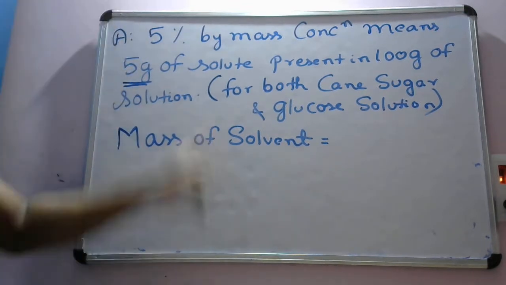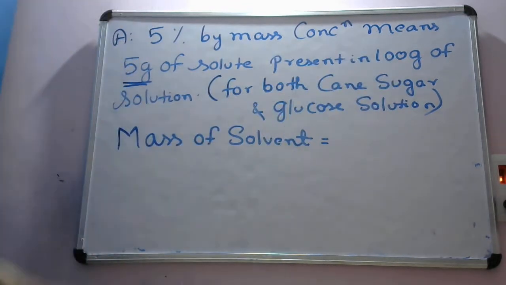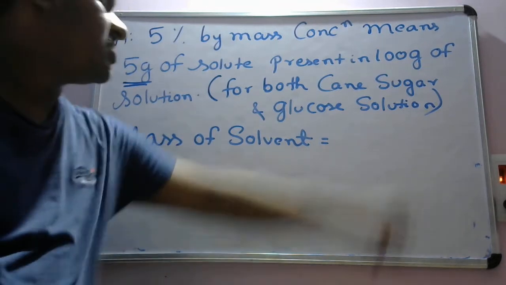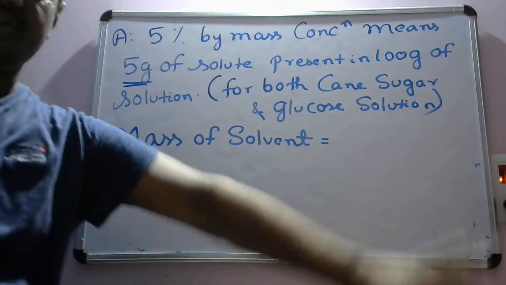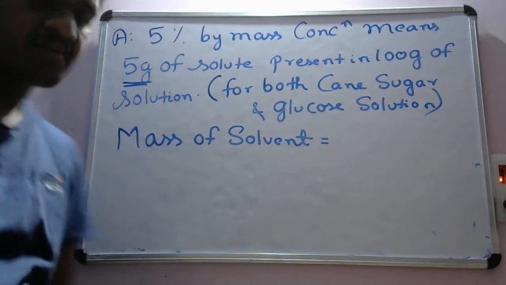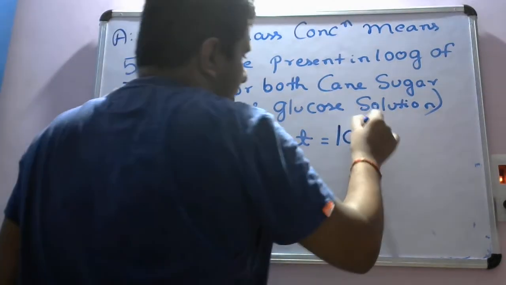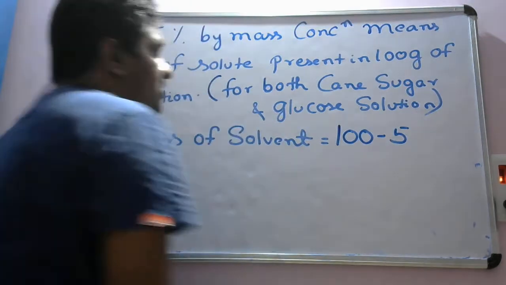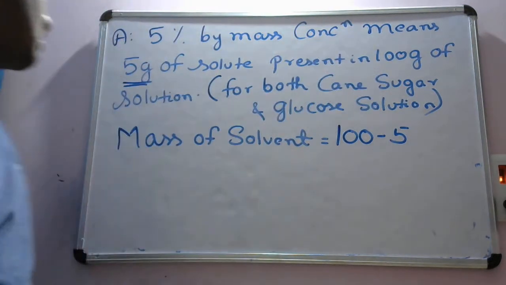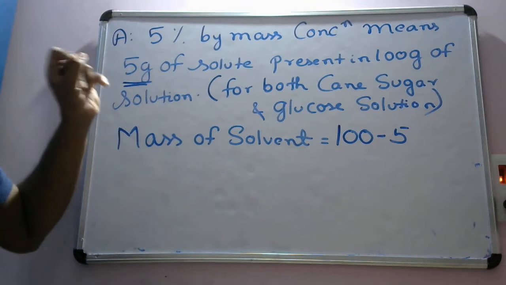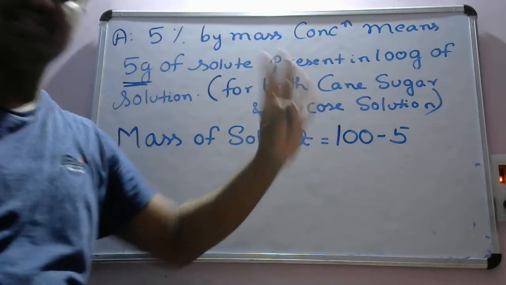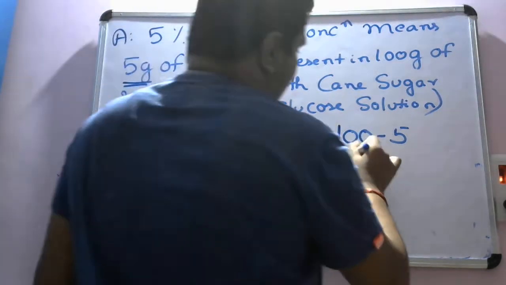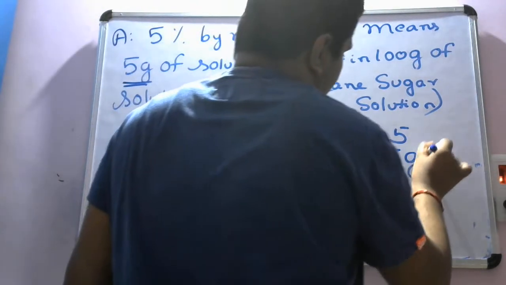Now solution total mass is 100 grams. Mass of solute is 5 grams. So mass of solvent will be solution minus solute. From the total solution, if you subtract solute, you will get solvent. So mass of solvent will be 100 minus 5. Total mass of solution is 100 grams, mass of solute is 5 grams. So if you subtract from the total mass of solution the mass of solute, you will get mass of solvent. So you get mass of solvent to be 95 grams.